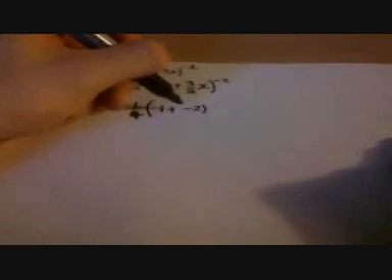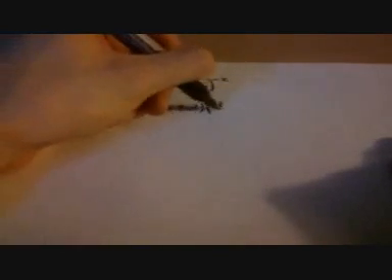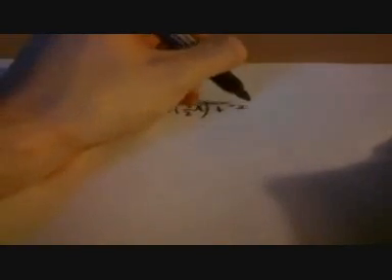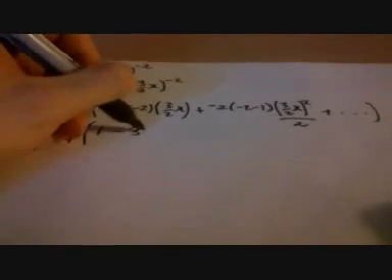So 1 plus nx, plus n(n minus 1) x squared over 2, and this again goes towards infinity. So again, you just collect the terms here. It's all pretty easy. Nothing particularly hard.